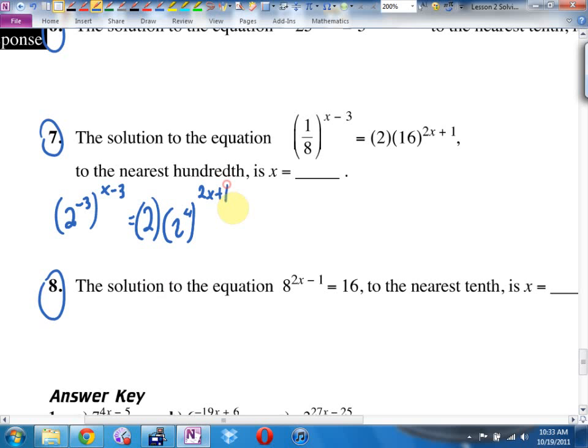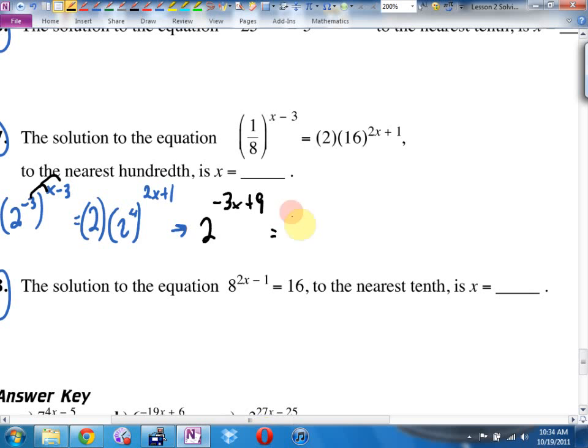Power to power, power to power. I'm going to get 2 to the junk, negative 3x plus 9 equals. I'm happy with that 2 there. 2 to the chunk, 8x plus 4. Do I have 1 base equals 1 base? Not yet.